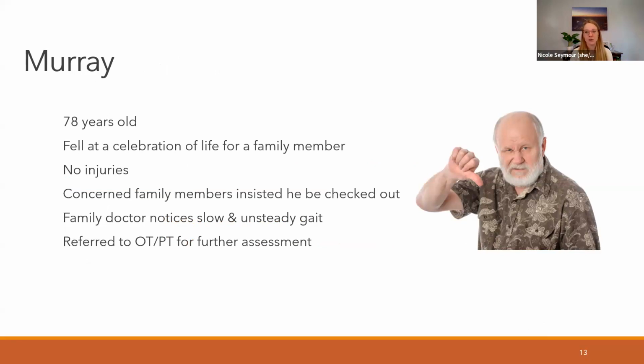risk. She notices he has a slow and unsteady gait, so she refers him to OTPT for an in-home safety assessment, consideration for an assistive device, and an exercise program. She also has some great ideas for optimizing his meds and wants him to come back in a month or so to review other falls risk reduction strategies.